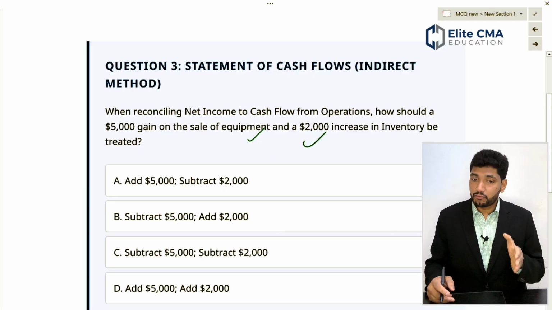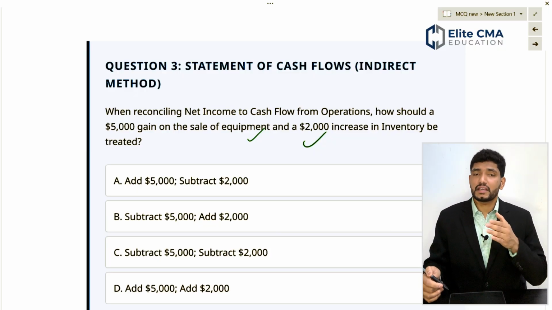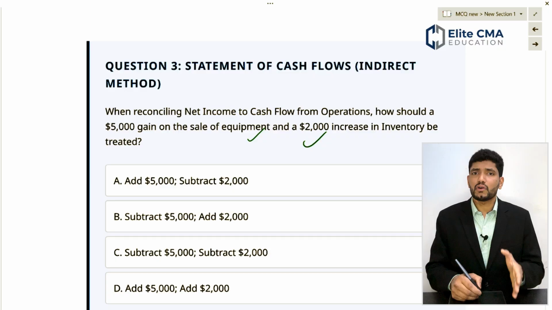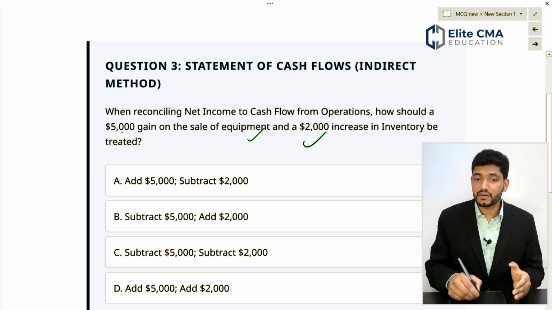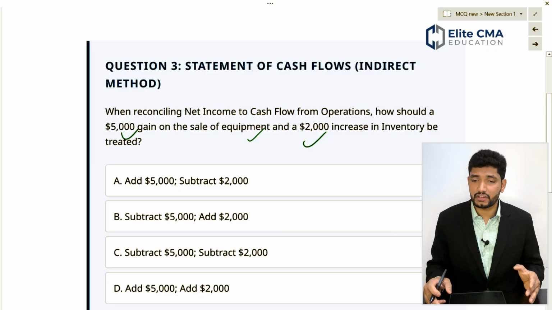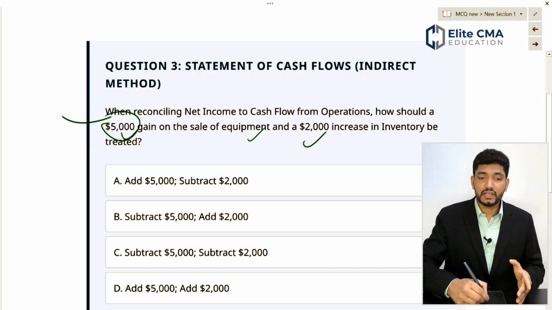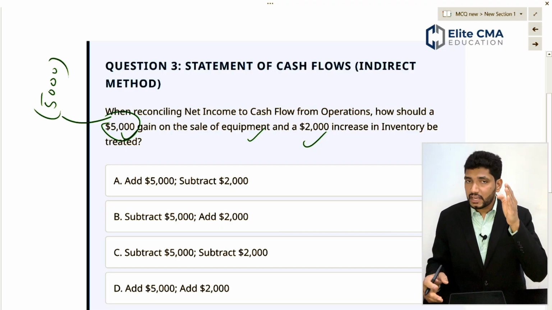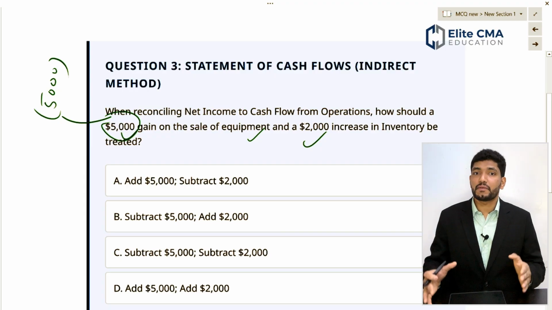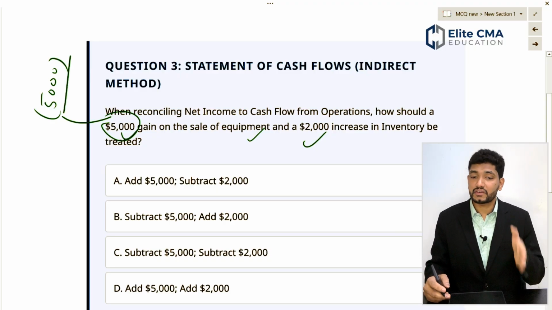We learned about this before, how we are to prepare the cash flow statement from the income statement or from the net income. So, with this preparation process, how you have to treat this 5,000 gain on sale of equipment and 2,000 increase in the inventory. First thing, gain on sale of equipment 5,000. This is not an operating activity, so this has to be subtracted. This 5,000 has to be subtracted because you are preparing cash flow from the operations. Gain on sale of equipment is not an operating activity. So, you have to reduce this from the net income.